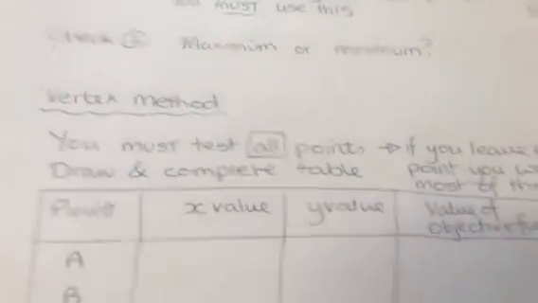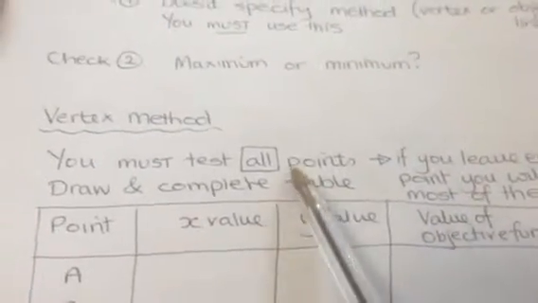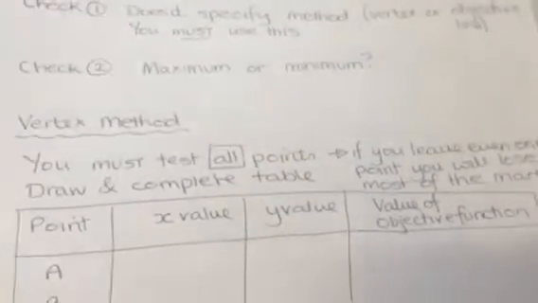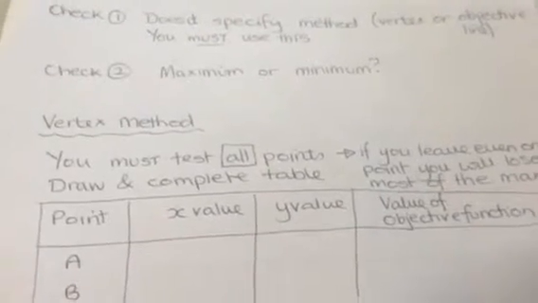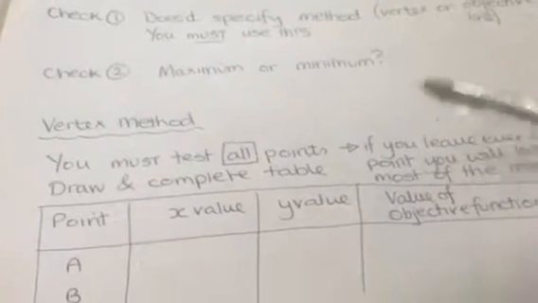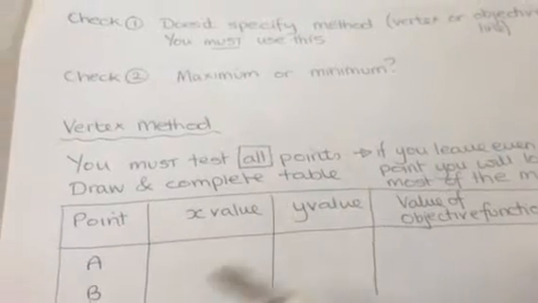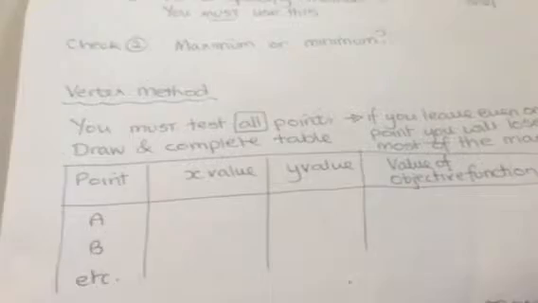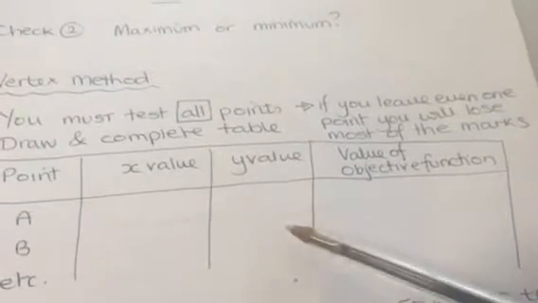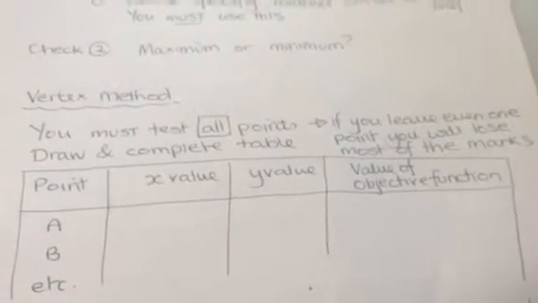So for the vertex method, you must test all the points. If you miss even just 1 point, you will lose the marks, because the vertex method is about checking every single point. So go round the shape and make sure you pick up every point. I would label them as you go, A, B, C, D. And if you draw a table for it, then it's much easier to make sure you've included them all.